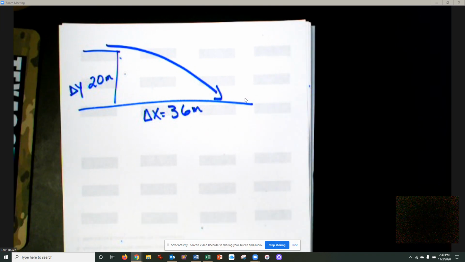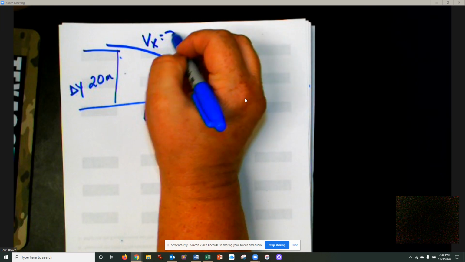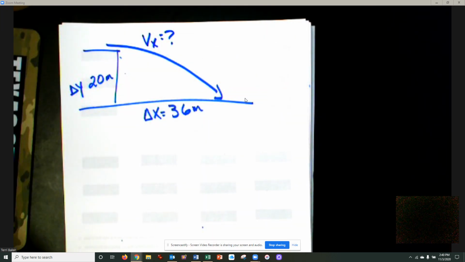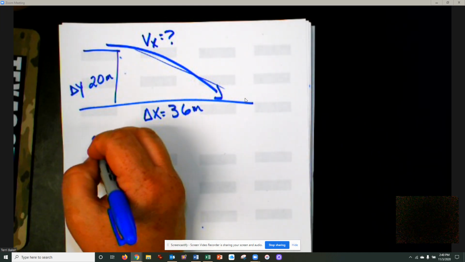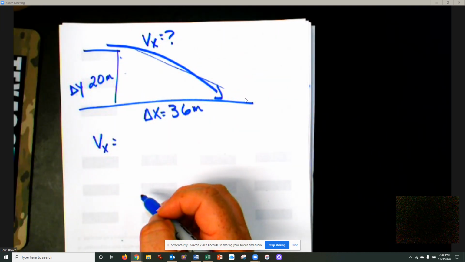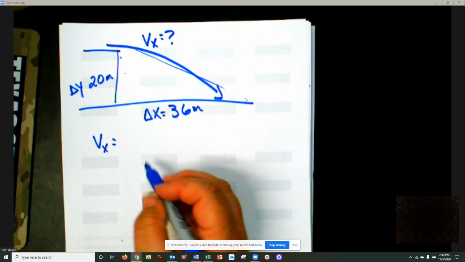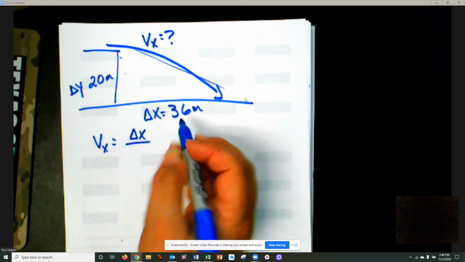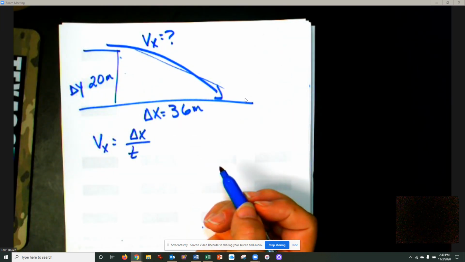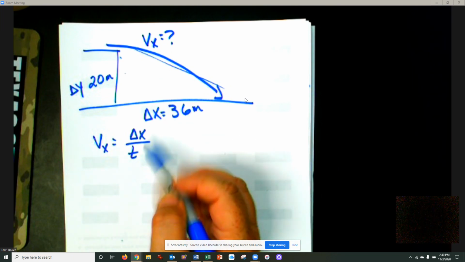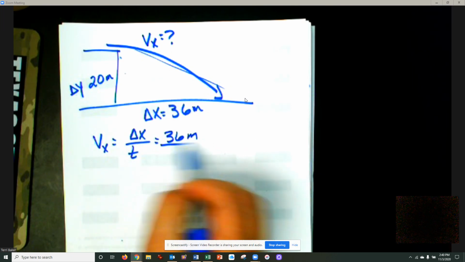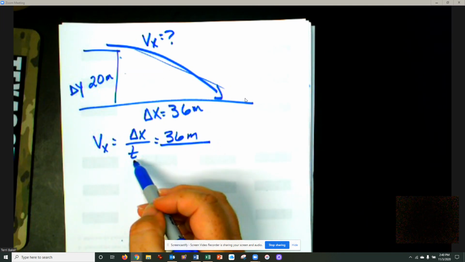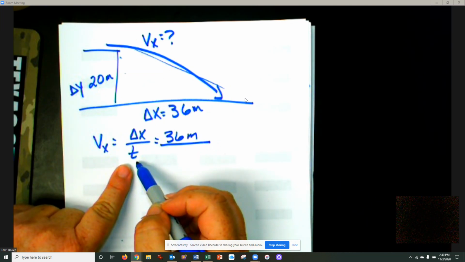It wants to know what speed the stone was launched, so it wants to know Vx, and it wants to know the speed and angle of impact. So Vx is going to be distance over time. We know the delta x is 36, that's given, and the time, we need to calculate the time.